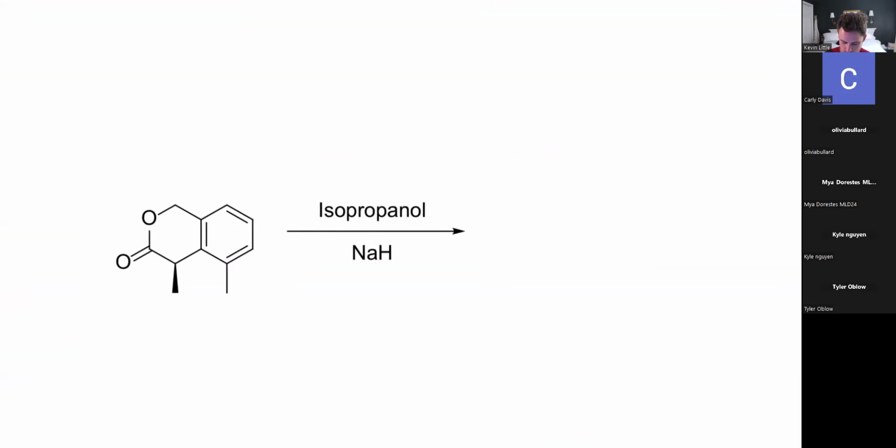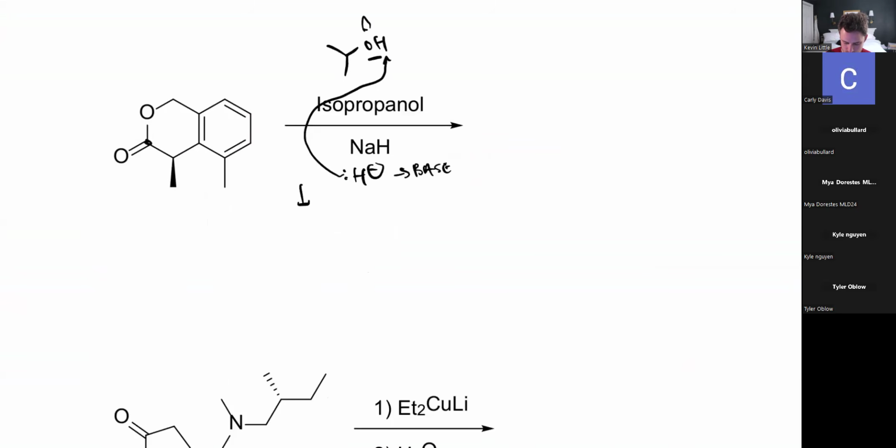This requires you to know what isopropanol is. So isopropanol looks like this. Sodium hydride, well, that's a basic hydride source. So I've got something that looks like a nucleophile. I've got something that looks like an electrophile. My hydride is going to deprotonate my nucleophile. I'm going to get this.